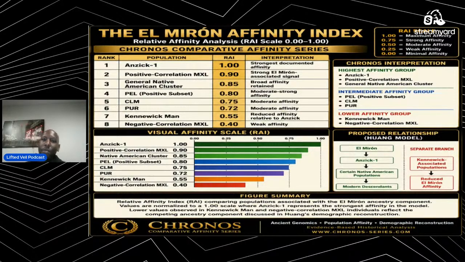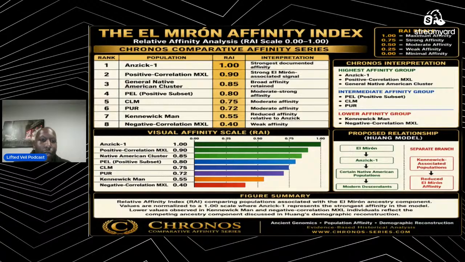All right, the Elmoran Affinity Index. Relative affinity analysis. Elmoran was the most affinitive, shared the most affinities with ANZIC 1. Positive correlation with the modern Mexican Los Angeles population, general Native American cluster, shared positive subsets with the Peruvians, the Colombians, Puerto Ricans. Kennewick man is number 7.